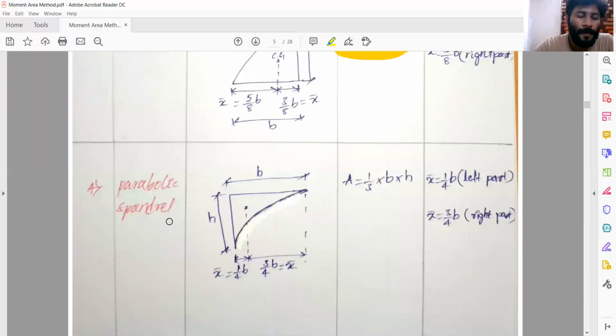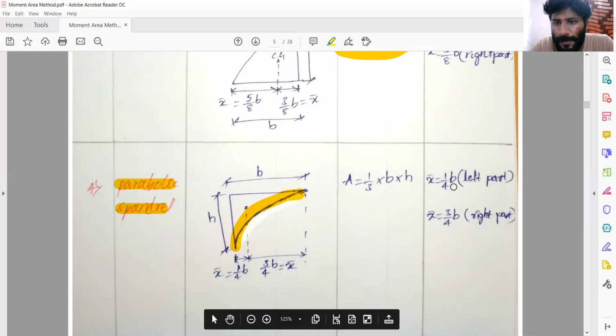This we have to remember because it's very necessary when the beam is subjected to a uniformly distributed load. The next is the parabolic spandrel. You can see that it varies in a curved nature, it's not a straight line here. This is the base B and height H, where H means any bending moment value depending on the loading case. The area is 1/3 into base into height. The centroid is located from the right edge at a distance of 3/4 times the base, and from the left part at a distance of 1/4 times B.